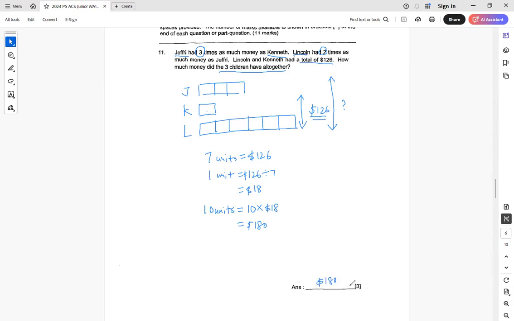$180. Sorry, this one not very nicely drawn. This one should be 180. That's it for this question. Then now let's move on.